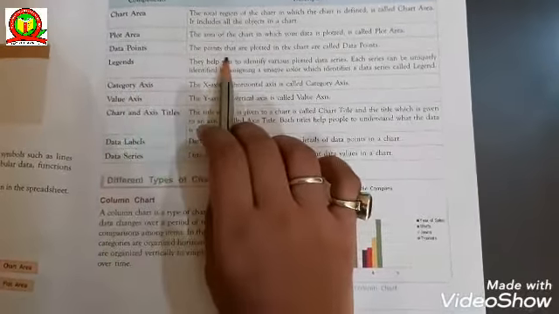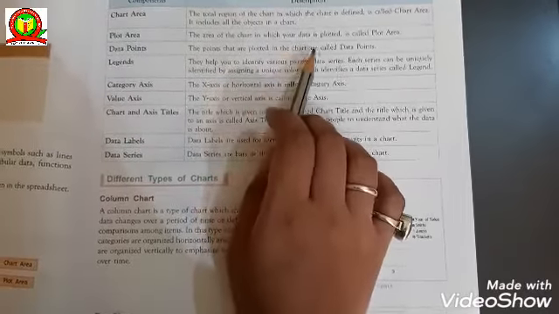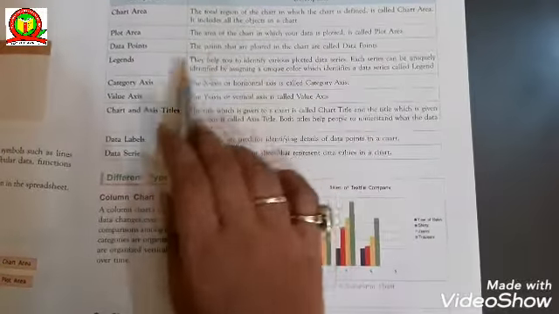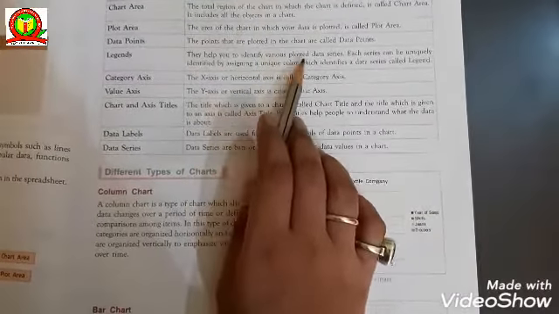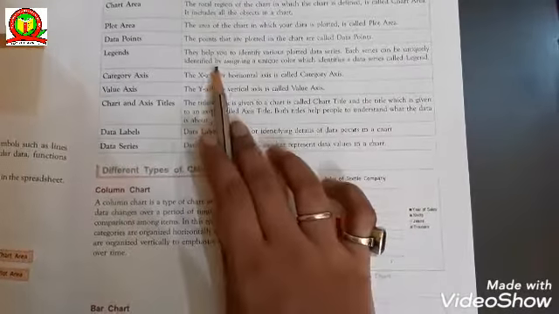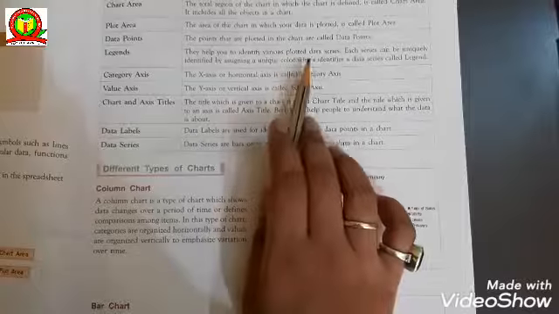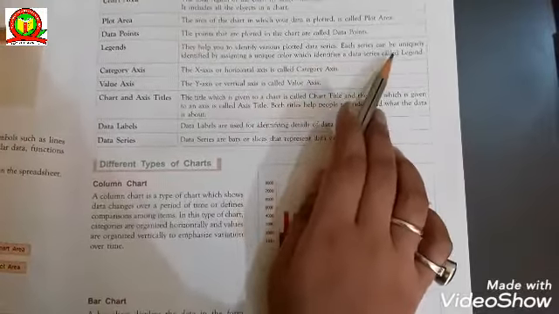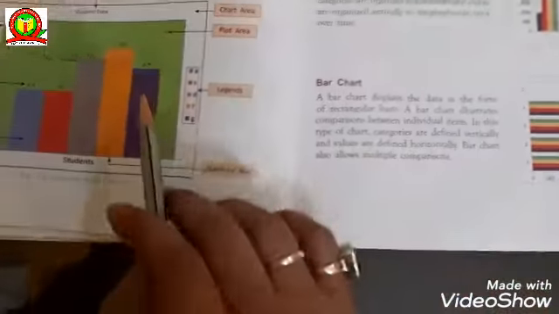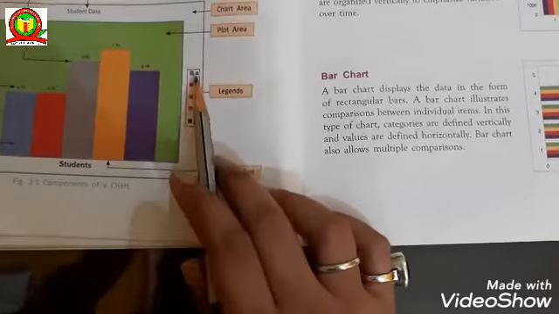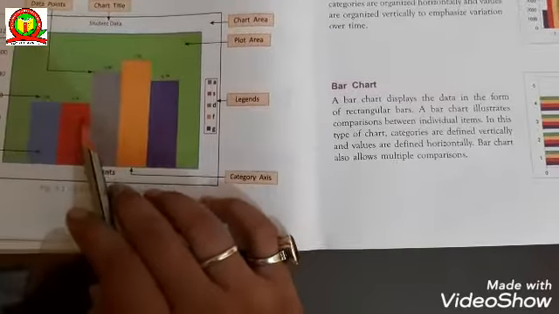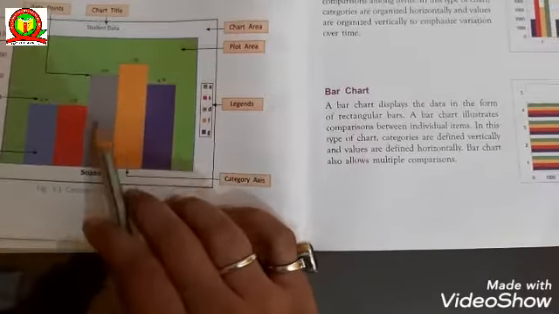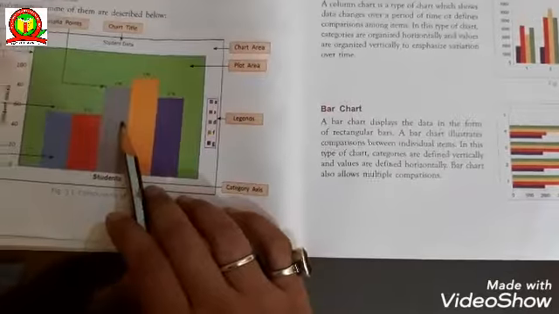Data points. The points that are plotted in the chart are called data points. Legends. They help you to identify various plotted data series. Each series can be uniquely identified by assigning a unique color which identifies a data series, called legend, which you can see here. They are of different colors for their identification, that each and every graph is having a different color, means each and every graph has a different identity. Okay.